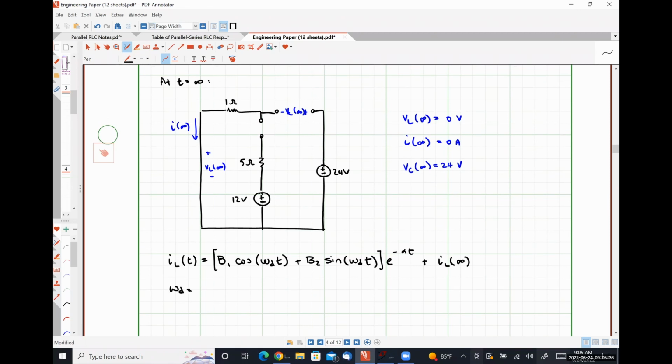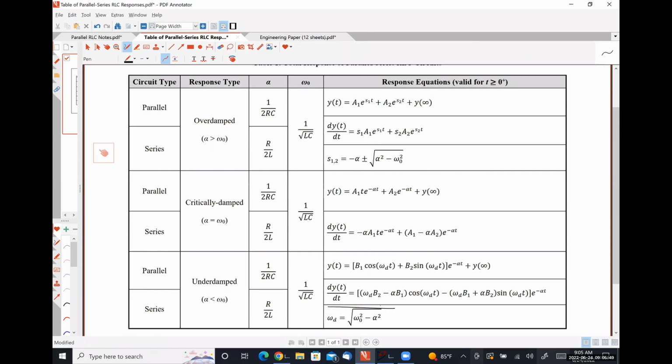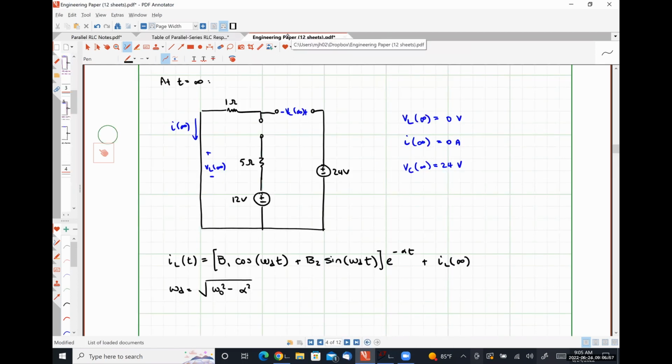So omega d, by definition, is the square root of omega naught squared minus alpha squared. Just to be sure about this, I'm going to go to my table. Here's my definition for omega d. Got it right. So let's throw in our numbers. All right.